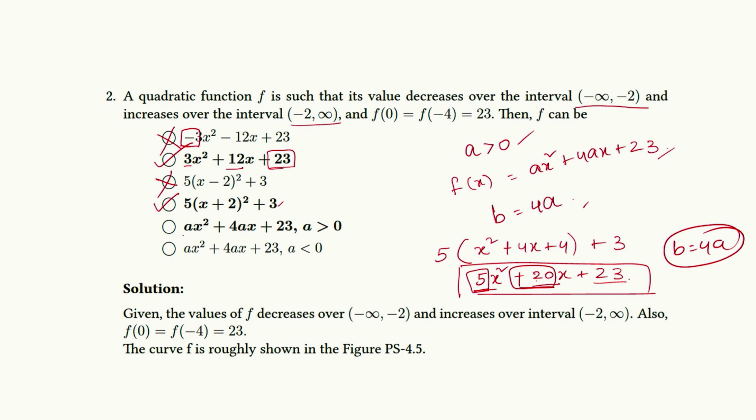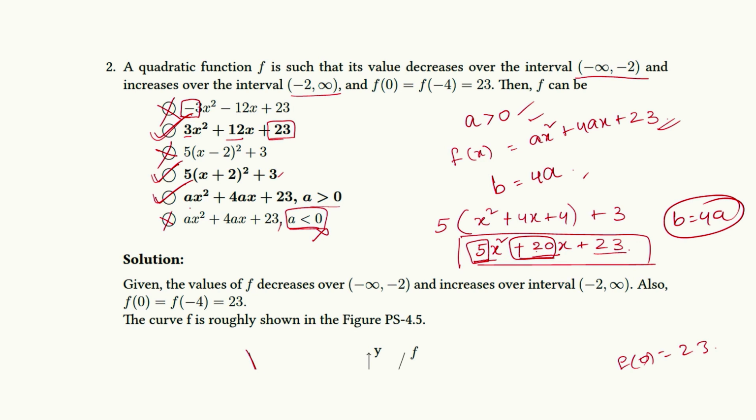And option 5 is ax square plus 4ax plus 23. So f can be this with the given condition a greater than 0. That is what we got. So option 5 is also correct. Now coming to option 6, ax square plus 4ax plus 23 and a is less than 0. So this is not the case. The value of a should be greater than 0. So this is incorrect. So the answer to our second question will be 2, 4, 5.